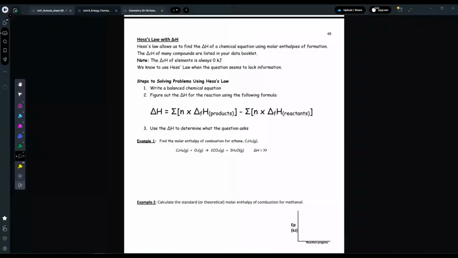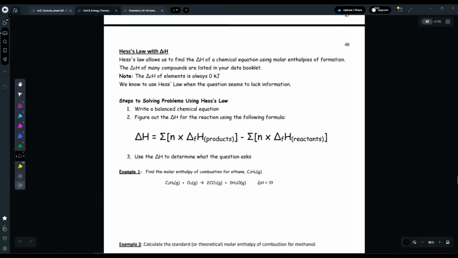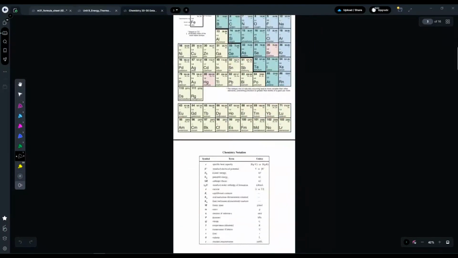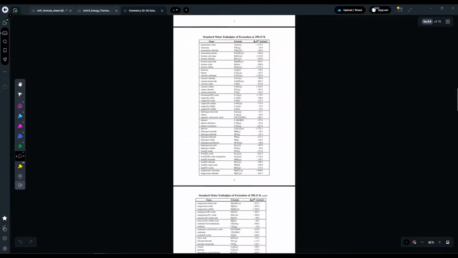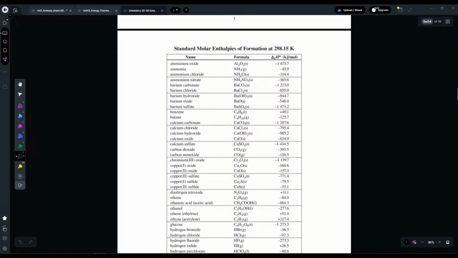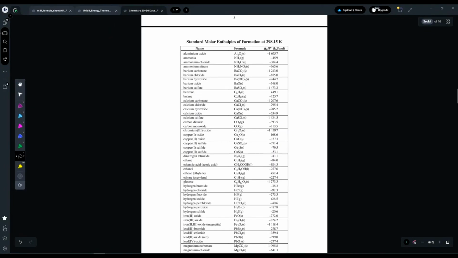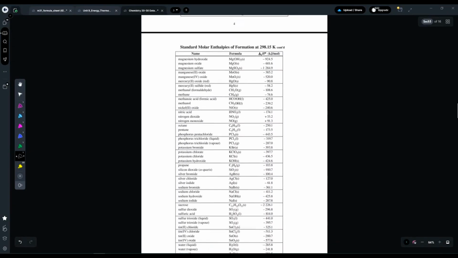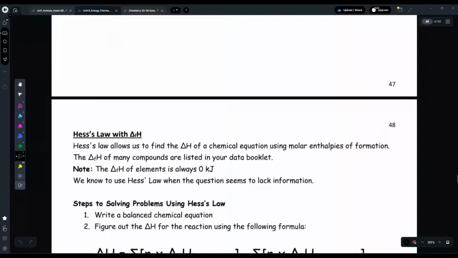In this video, we're going to go over the formula version of Hess's law as well as combination questions. The formula version of Hess's law allows us to find the change in enthalpy of a chemical equation using the molar enthalpies of formation, which are in your data booklet on pages 4 and 5. These here are all of your values for molar enthalpies of formation for various compounds, on pages 4 and 5 of your data booklet.